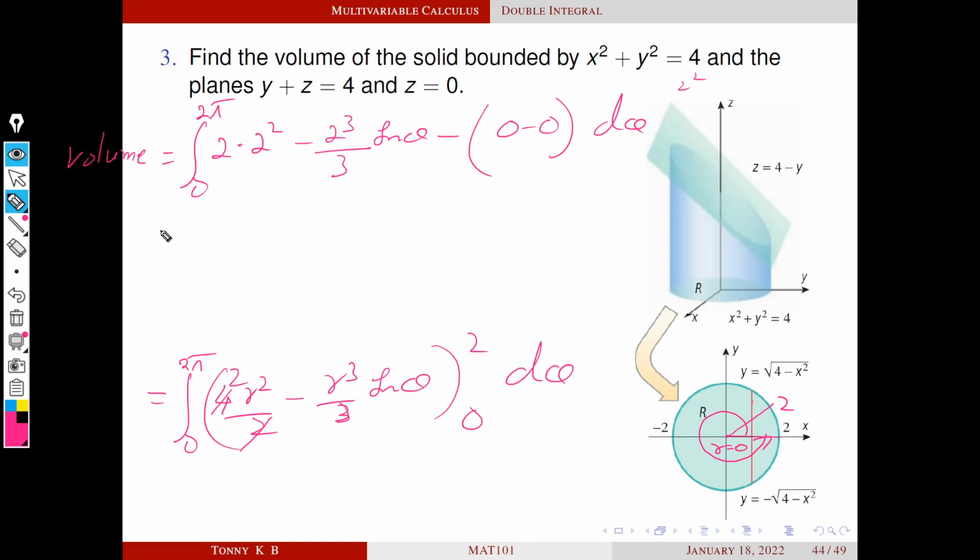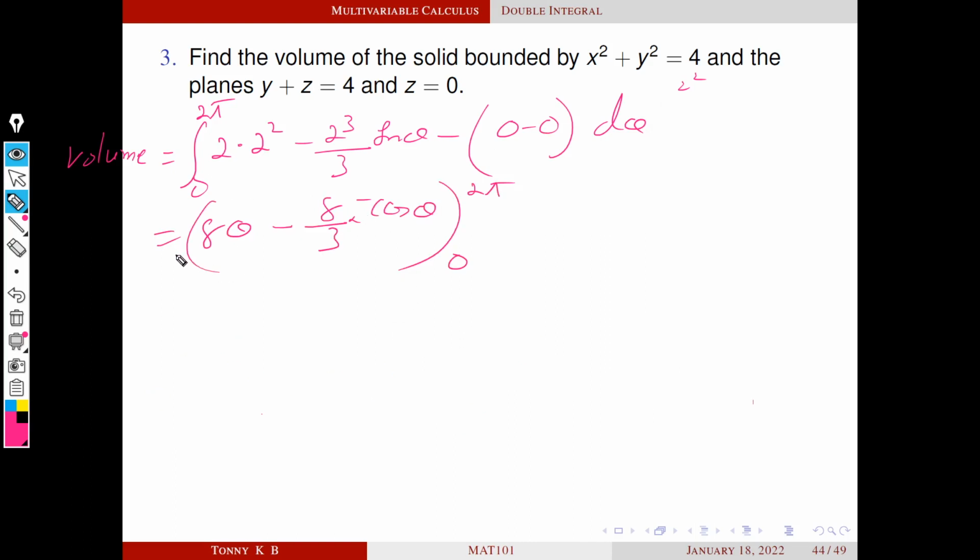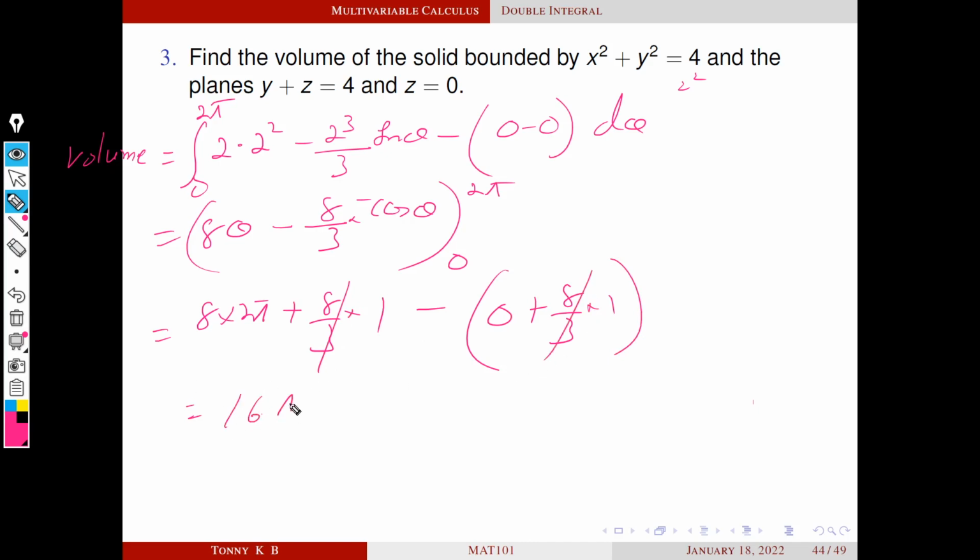Next we have to integrate with respect to theta. So this becomes 8 theta minus 8 by 3 times the integral of sin theta, that is minus cos theta. Next you substitute the upper and lower limits. So this becomes 8 into 2 pi, and minus minus, plus 8 by 3 cos 2 pi. What is cos 2 pi? That is 1. Minus, when theta equal to 0, 8 theta becomes 0, and plus 8 by 3 cos 0. Cos 0 is again 1. Right. So you can cancel this 8 by 3 and minus 8 by 3. So the remaining term is 16 pi. So the final answer is 16 pi.